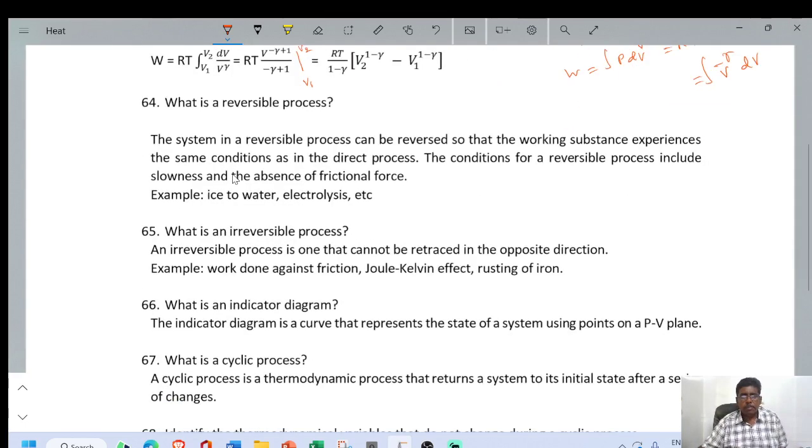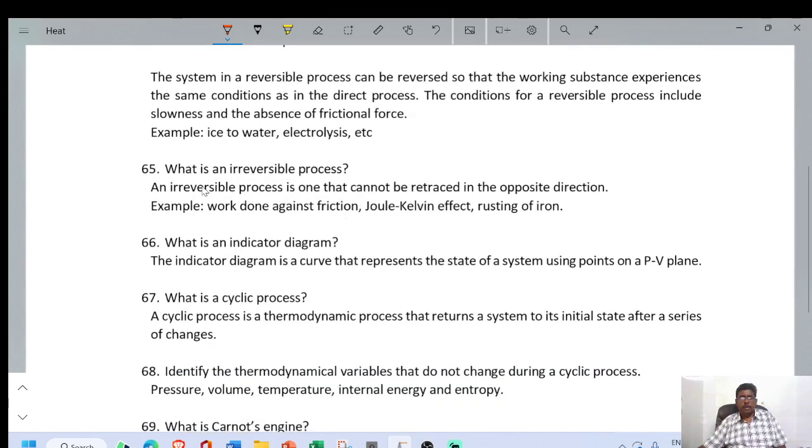What is a reversible process? The system in a reversible process can be reversed so that the working substance experiences the same conditions as in the direct process. The conditions for a reversible process include slowness and the absence of frictional force. Example: ice to water, electrolysis, etc. What is an irreversible process? An irreversible process is one that cannot be retraced in the opposite direction. Example: work done against friction, Joule-Kelvin effect, rusting of iron.